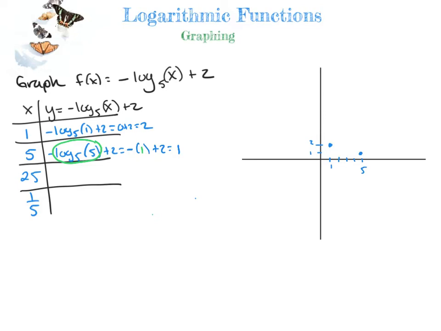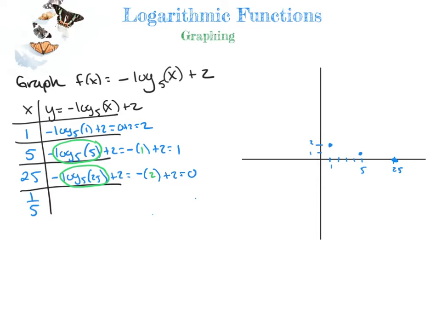When x is 25, negative log base 5 of 25 plus 2. So again, doing the logarithm first because it's on the inside. Log base 5 of 25 is the exponent that goes on 5 to make it a 25. That's 2. So we have negative 2 plus 2, which is 0. So when x is 25, we have 0.